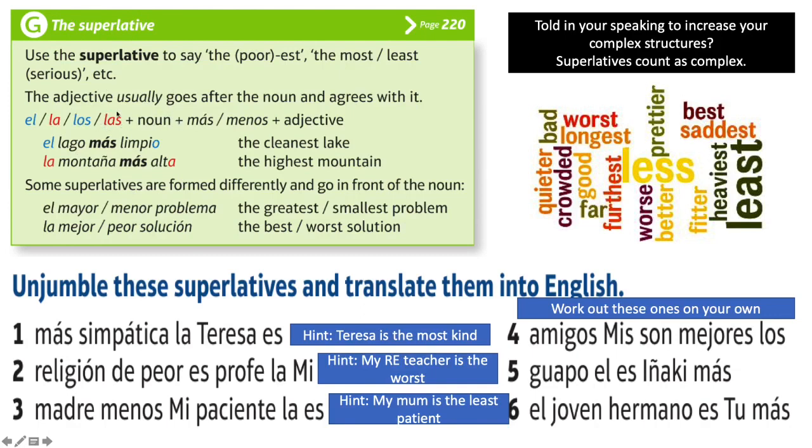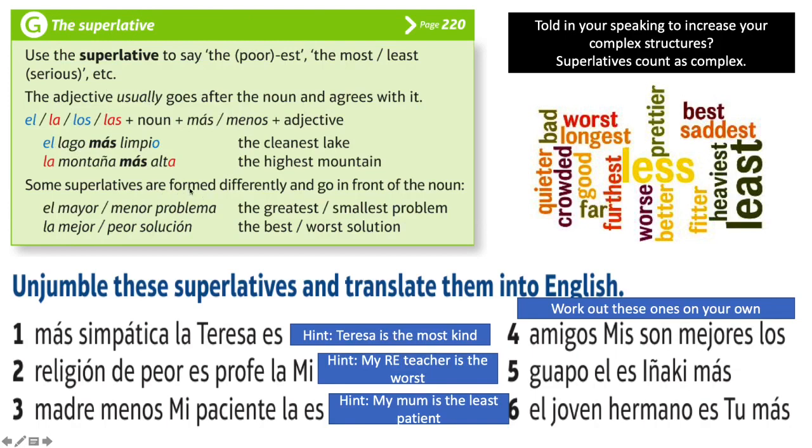Then you need the noun. So for example, el chico, ¿vale? And then you need either to say more or less. So more is más, and then menos is less. And then the adjective, yeah? And the adjective has to agree in number and gender with the noun. So if the noun is masculine singular, this has to be masculine singular. Two examples. El lago más limpio, the cleanest lake. So you have lago, that's the noun, so that's why we have el singular más limpio. Or la montaña más alta, the highest mountain. Now there are some exceptions.